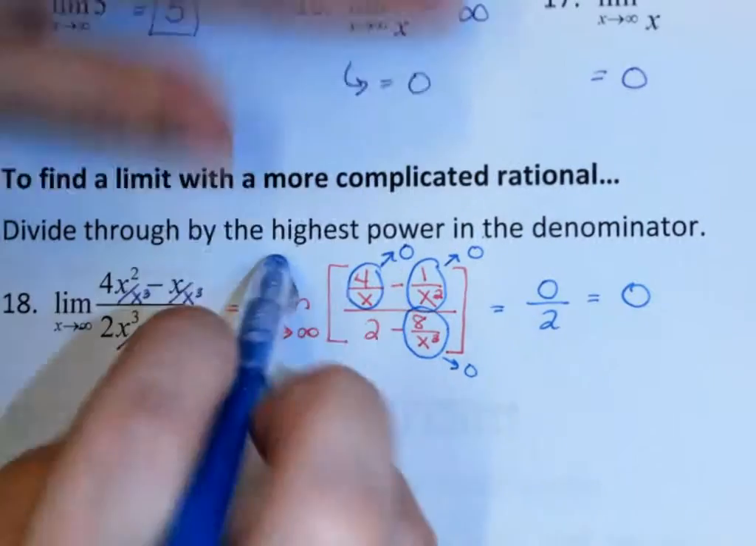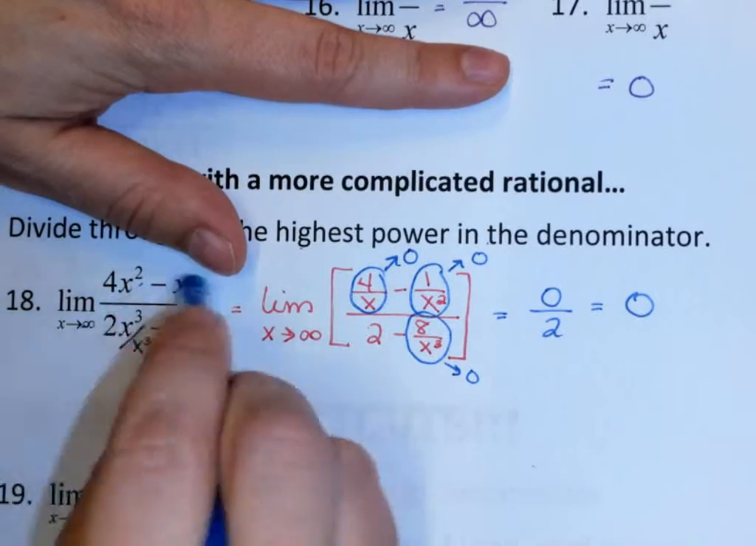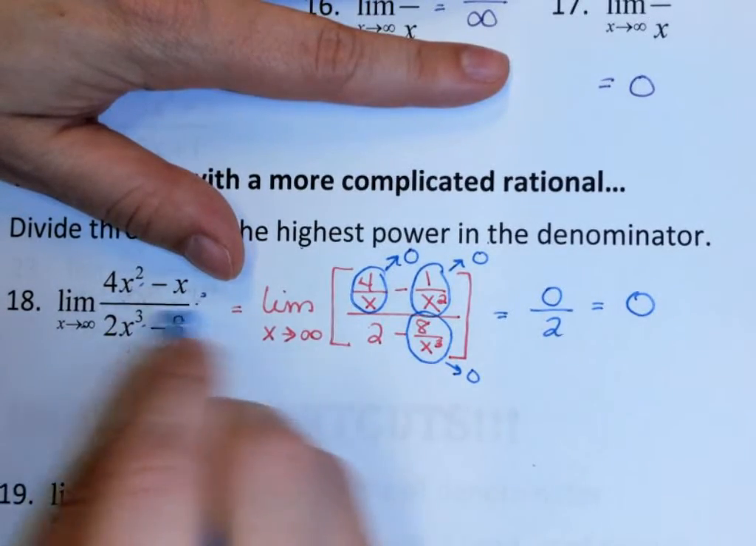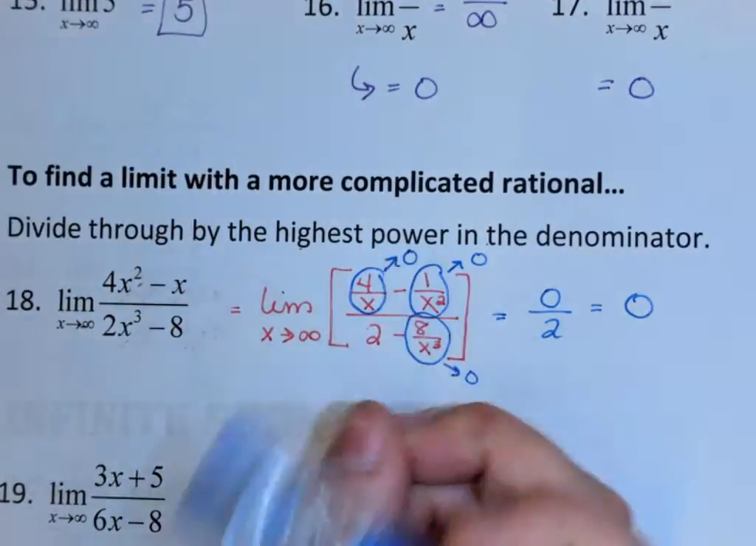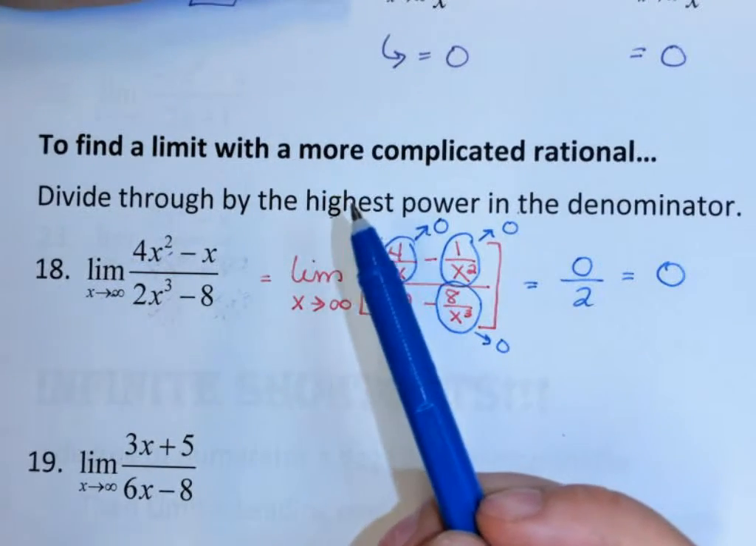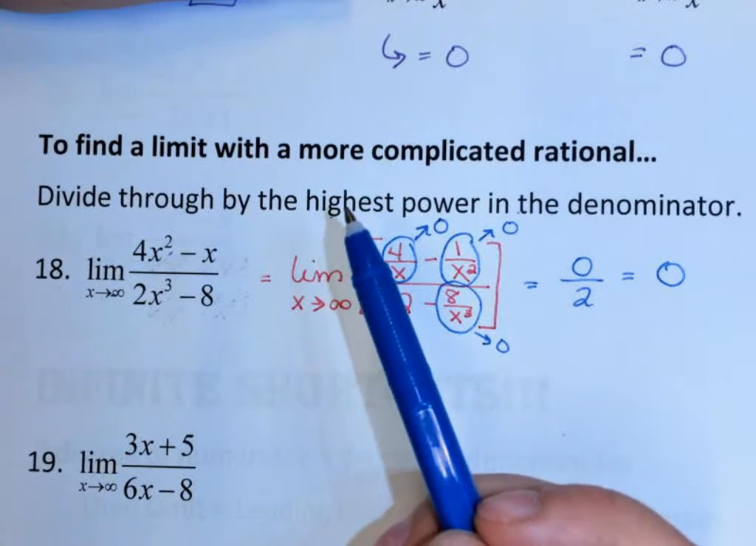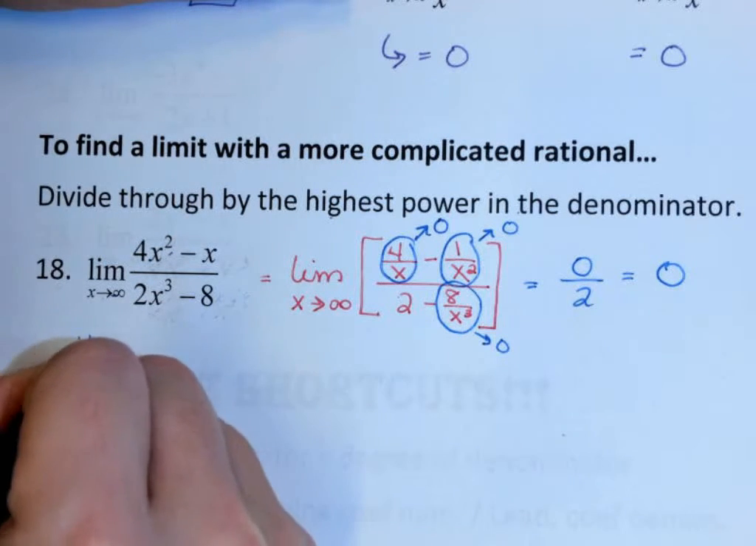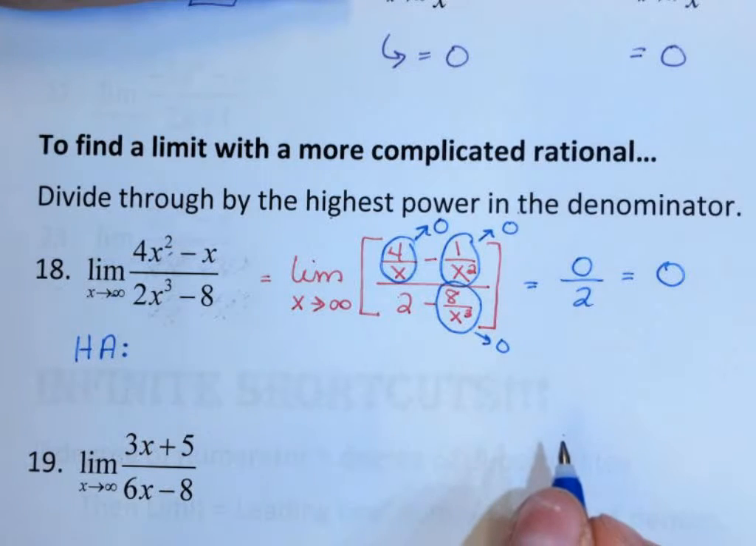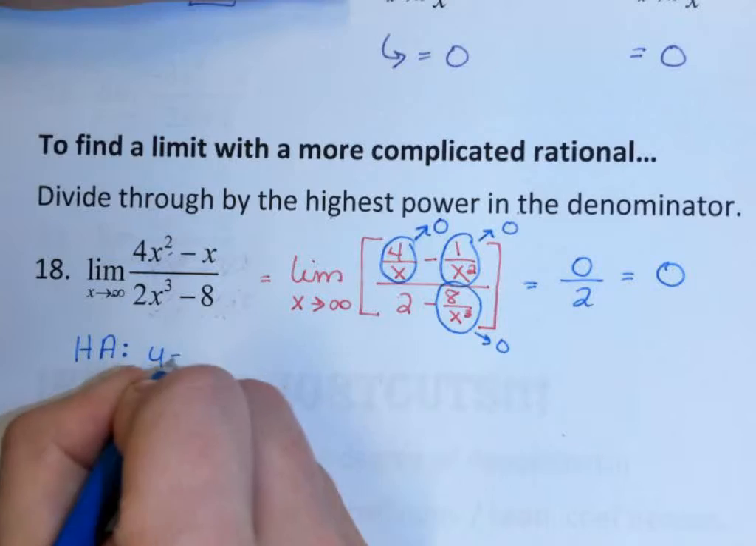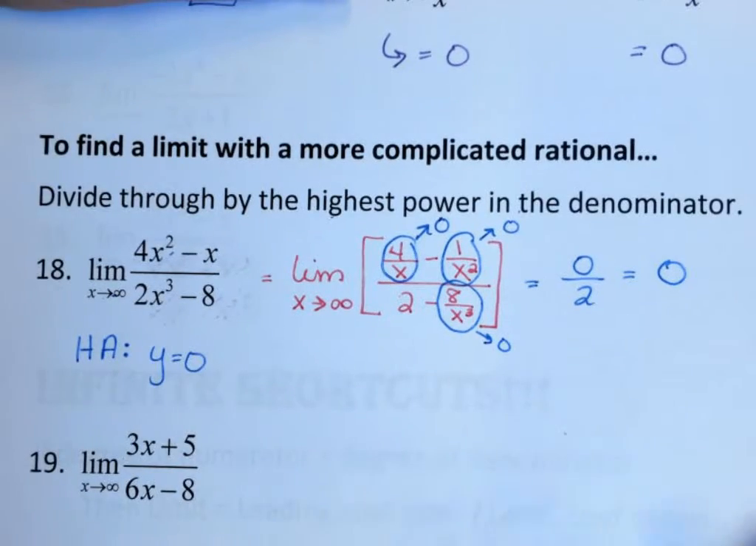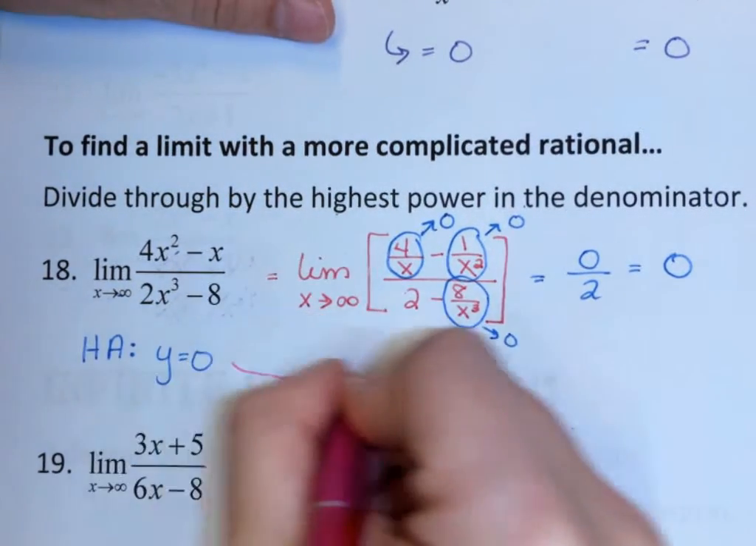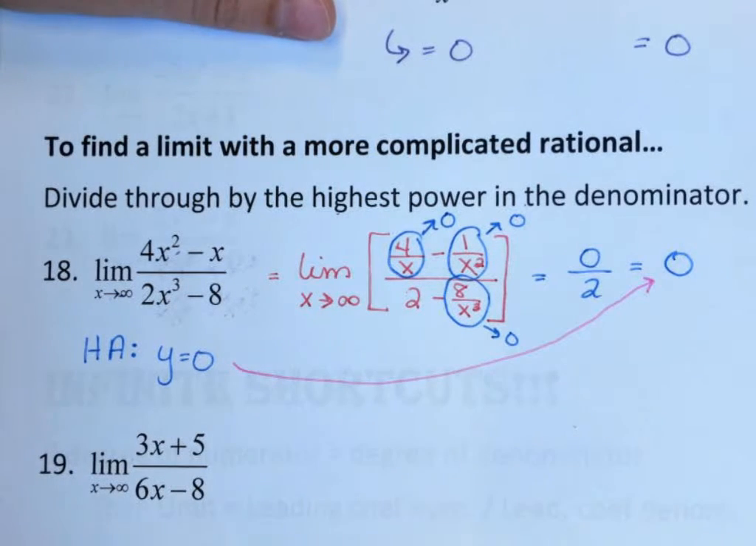If I looked at that original equation, what could you tell me about a horizontal asymptote? The degree of the bottom is bigger than the degree of the top. What does that mean? y equals 0 is your horizontal asymptote. Getting someplace?